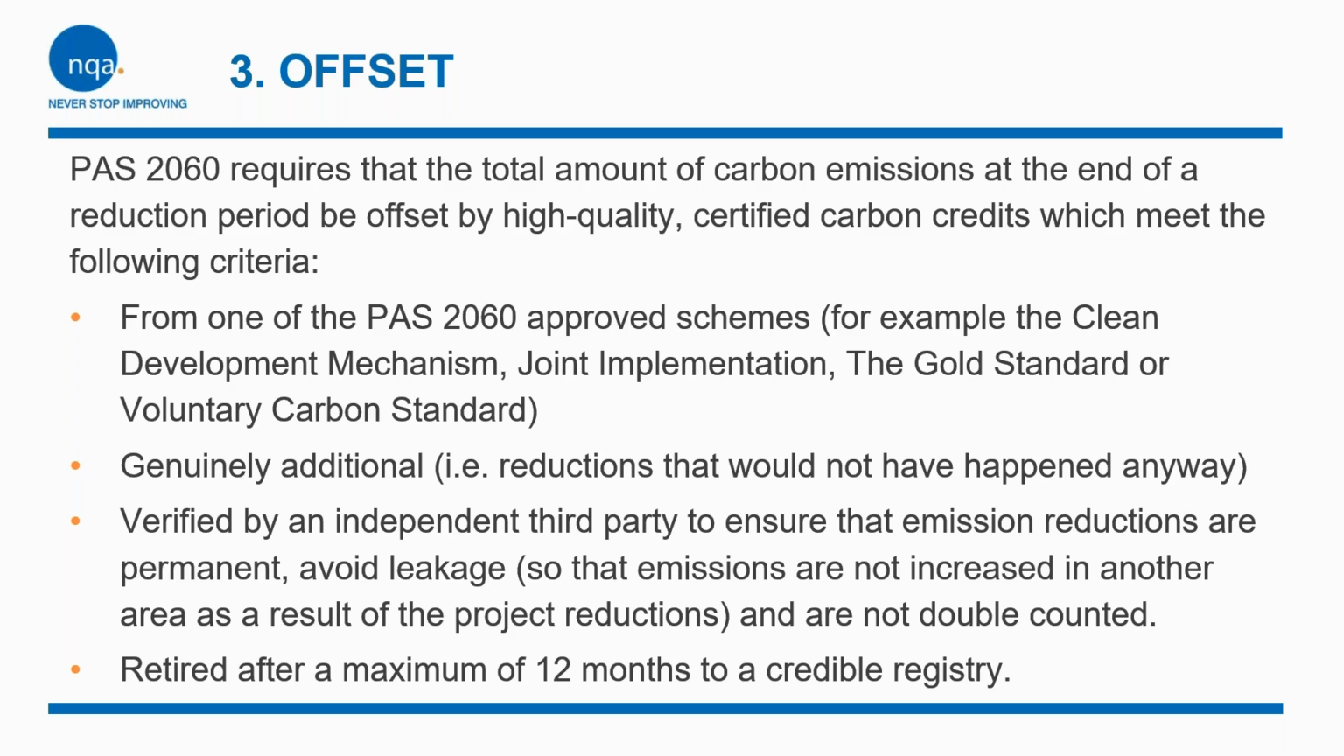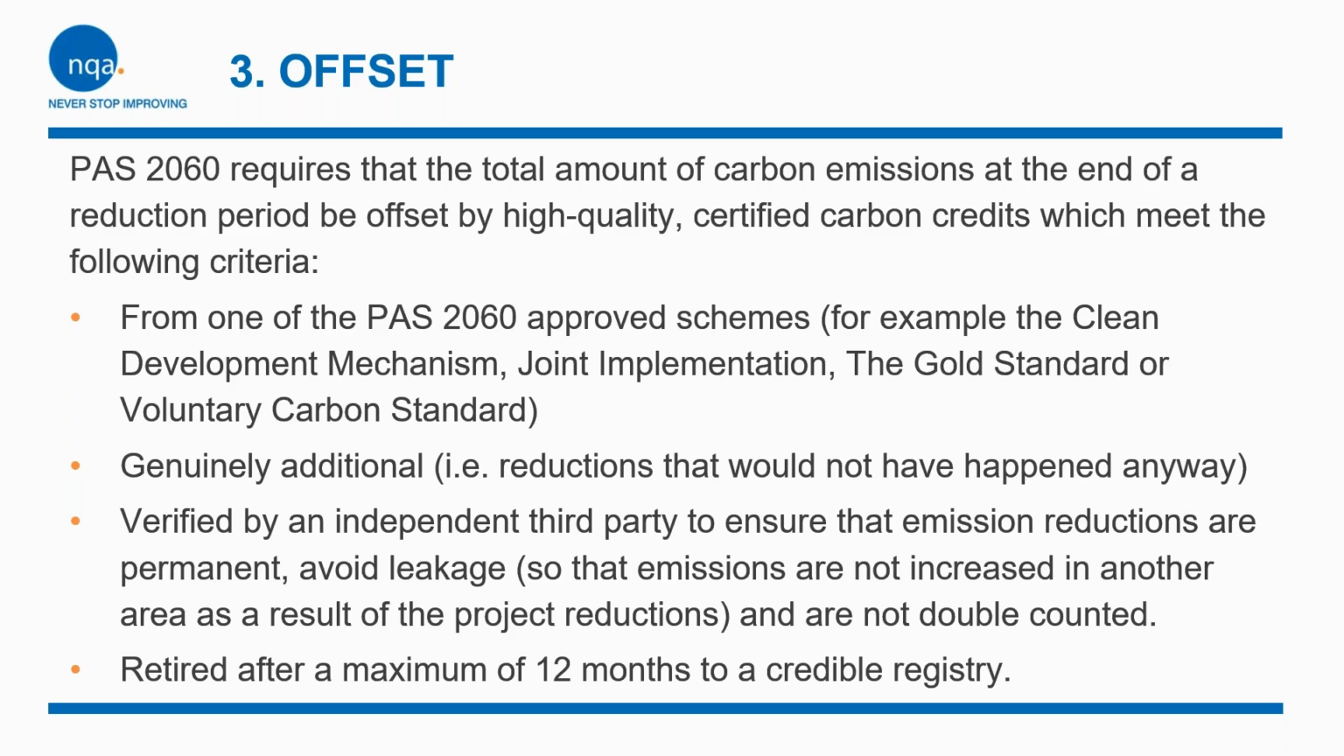It's got to be from an approved scheme. So it lists, for example, the Clean Development Mechanism, Joint Implementation, Gold Standard, Voluntary Carbon Standard. They have to be genuinely additional. So you can't count reductions that wouldn't have happened if it wasn't for the offset.